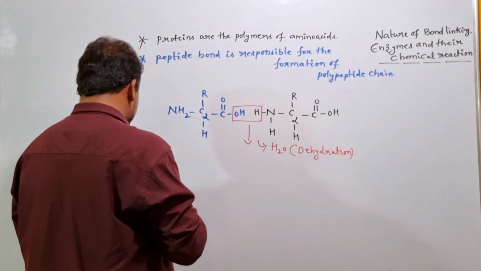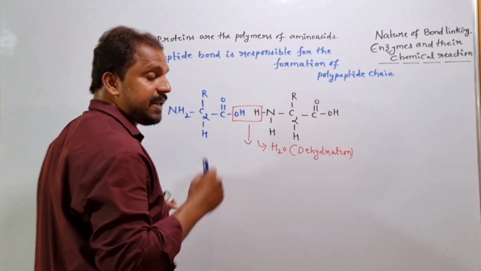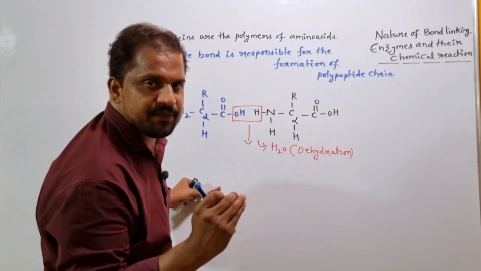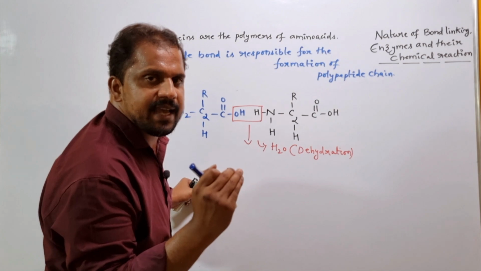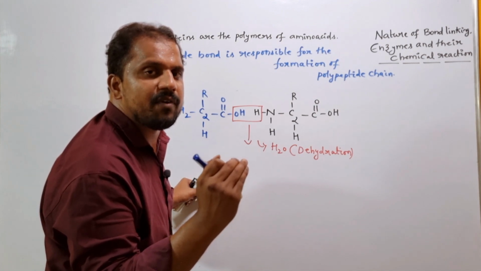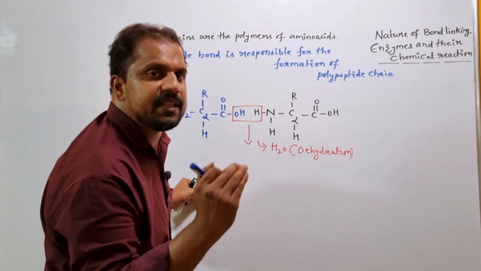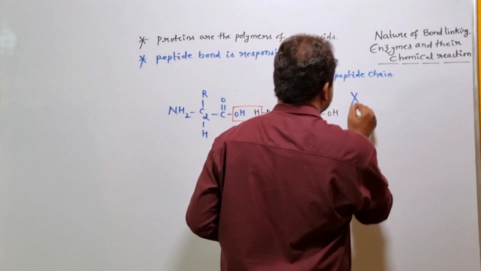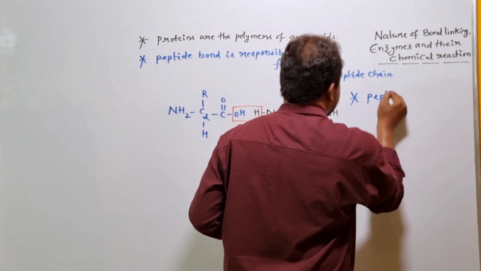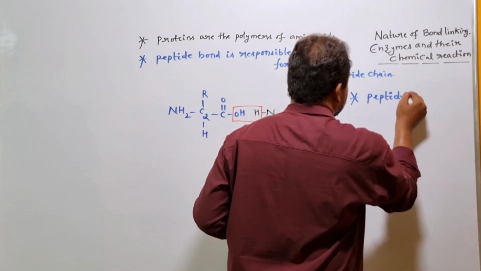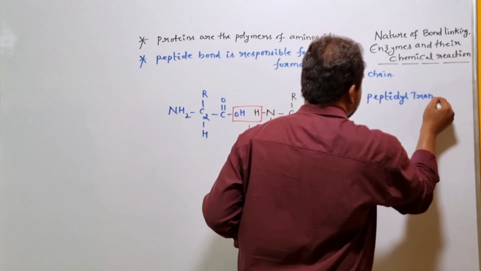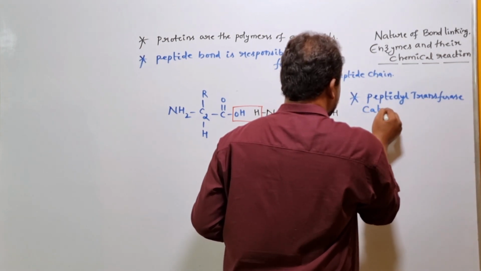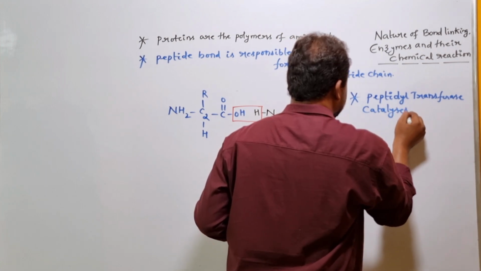And the peptide bond formation is successfully catalyzed by taking advantage of a specific enzyme, which is nothing but what? Peptidyl transferase. Peptidyl transferase is the enzyme which is responsible for the formation of peptide bond between two successive amino acids. So let me write it here. Peptidyl transferase catalyzes the peptide bond formation.